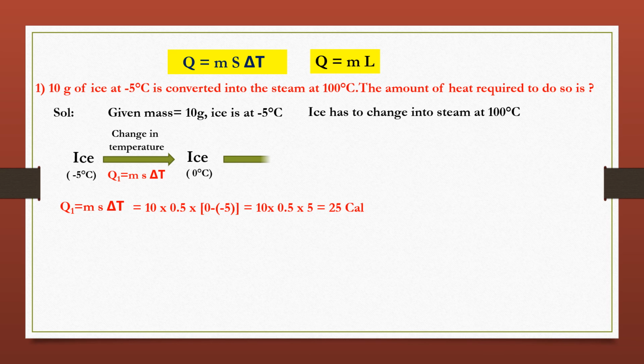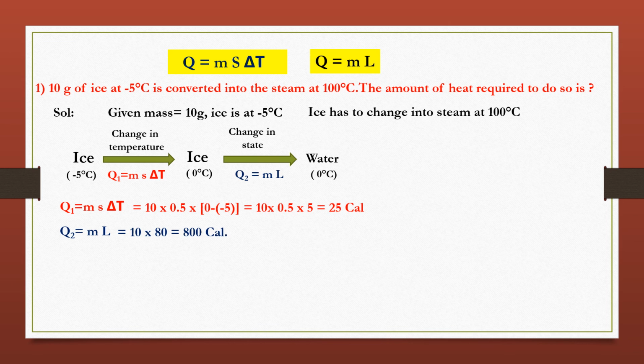On further heating, ice at 0 degrees Celsius is converted to water at 0 degrees. This is called melting. So there is a change in state here. So we have to use the formula Q is equal to mL, where m is mass, L means latent heat of fusion of ice. We know mass as 10, latent heat of fusion of ice as 80. So we will get 800 calories.